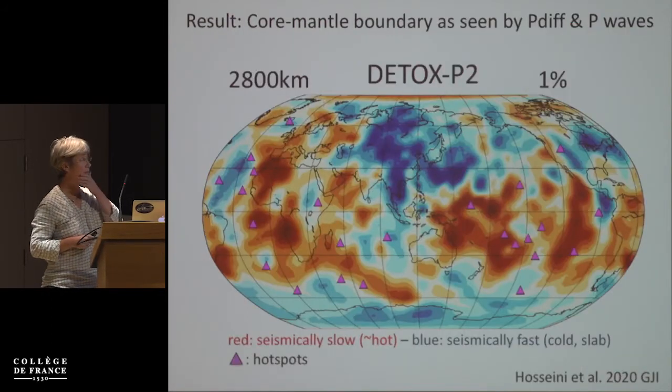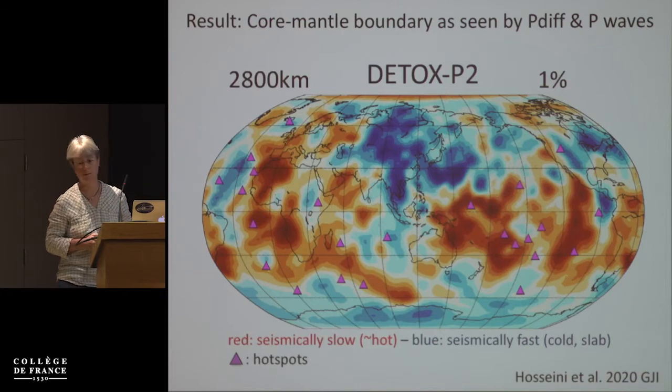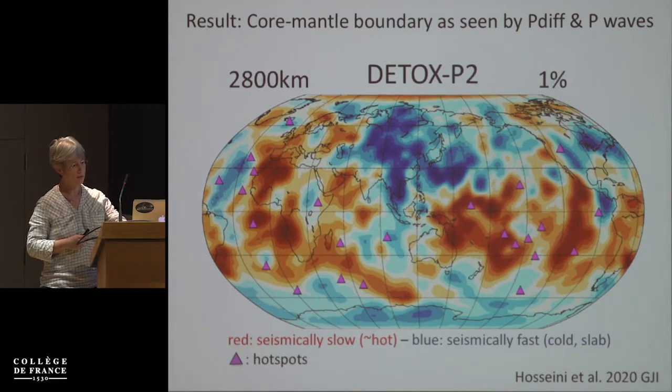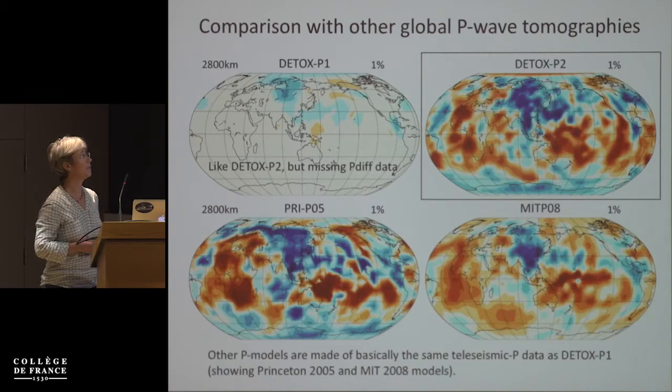And the result of this is this model, Detox P2, which is shown here at the core mantle boundary. And it looks quite similar to S-wave models, which is a good thing, because the S-waves have seen these regions more intensely, in good part thanks to the normal modes. So we have the large low shear velocity provinces with significant substructure, and here the slab graveyards, the biggest one under Asia, and here. And I'll show more of these, so you'll see these again.